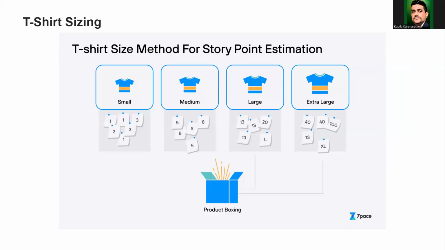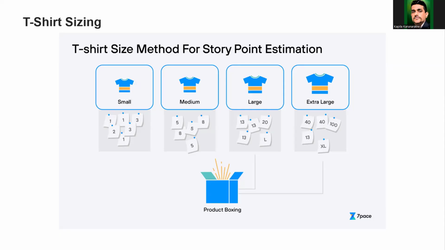Say a few people estimate 1 or 2 or 3, so we will take that as a small t-shirt size. Somebody estimated 5, 8, then we will say it's a medium. If someone estimates 13, 20, or something similar, we go with large. And if somebody estimated 40 and 100, we will get extra large. So based on our estimation, we can categorize the model as well.